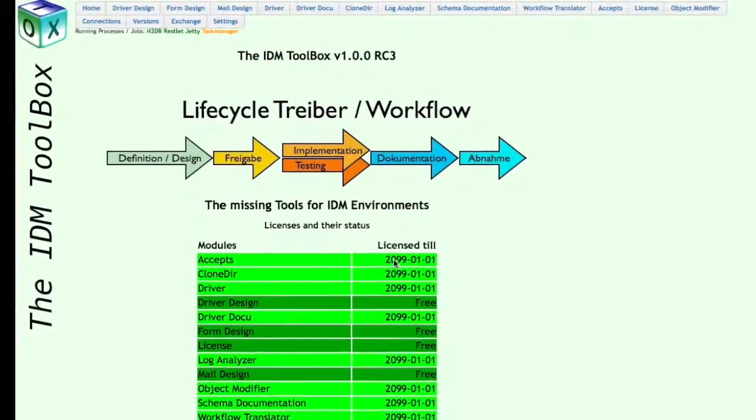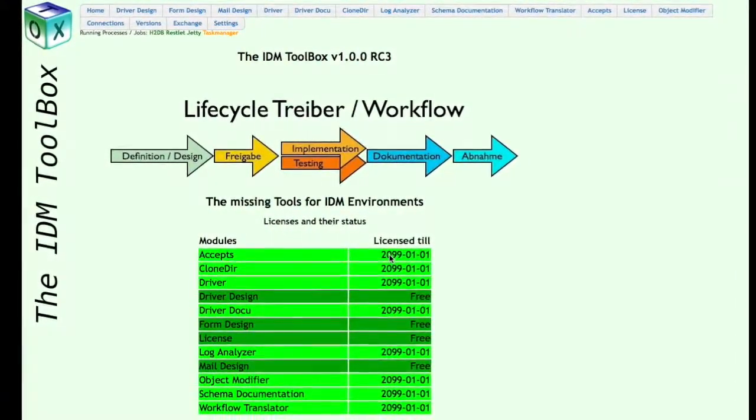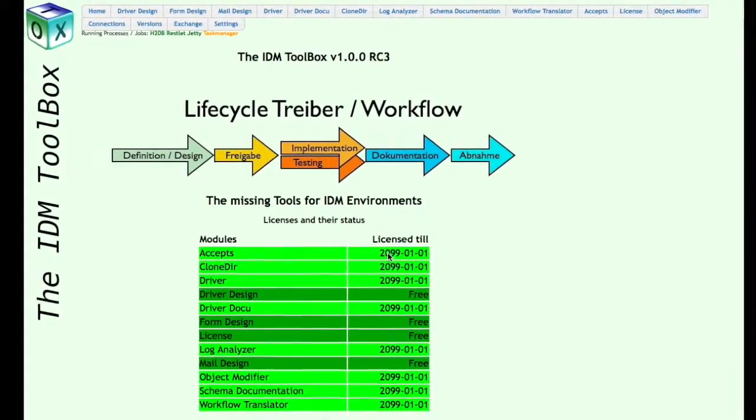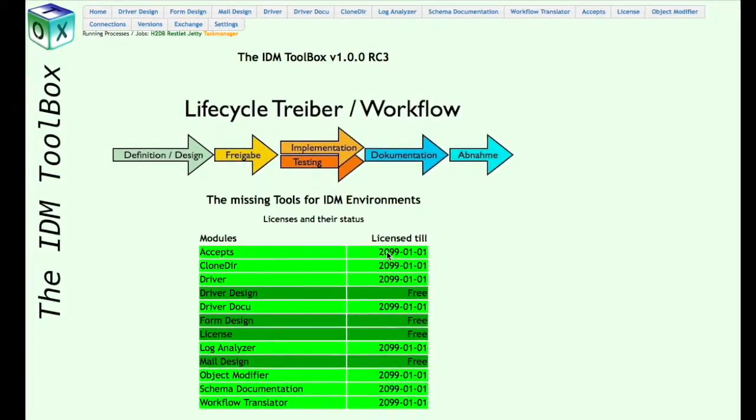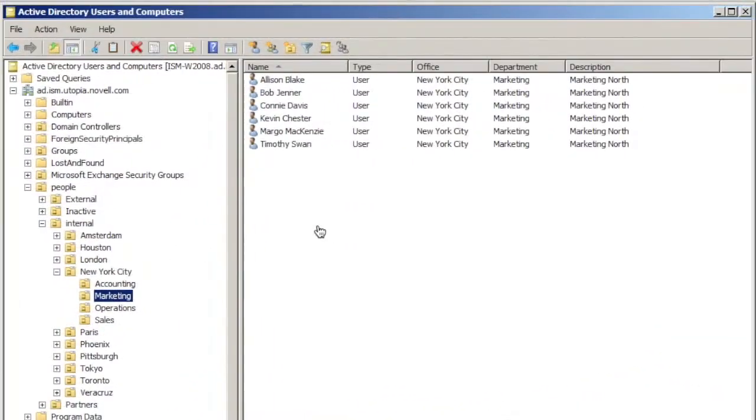With the Object Modifier, you are able to do bulk modification on any LDAP directory like Active Directory, eDirectory, or Apache. In our demo, we will do a mass modification in an Active Directory. The company running this Active Directory is a worldwide enterprise. They have a marketing office in New York City. As you can see, they have 6 employees working in this office. They're responsible for the marketing in whole North America.